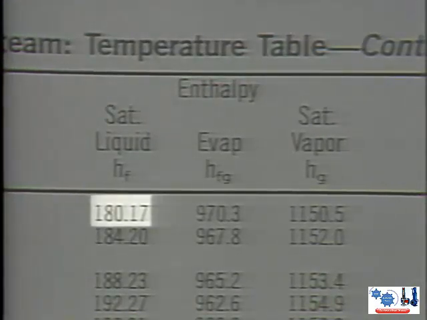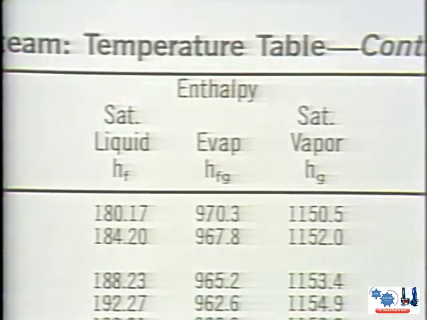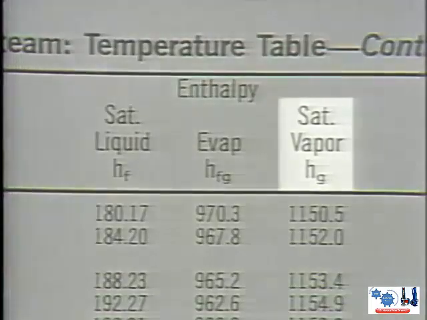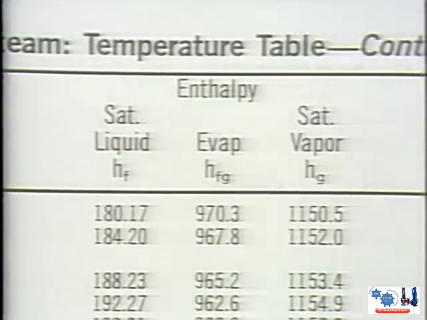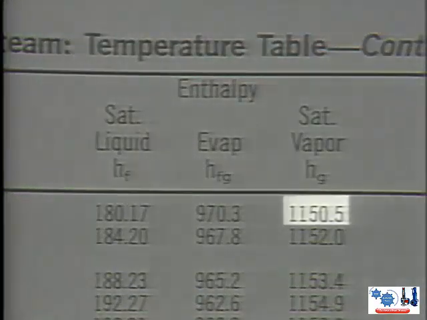180.17 BTUs per pound. We'll skip the center column under enthalpy for the time being and take a look at the third column. This column is headed saturated vapor and is symbolized by the small letter H and the subscript G. The values in this column are the heat content of saturated steam. For 212 degrees at 14.7 psia, the enthalpy of saturated steam is 1,150.5 BTUs per pound.